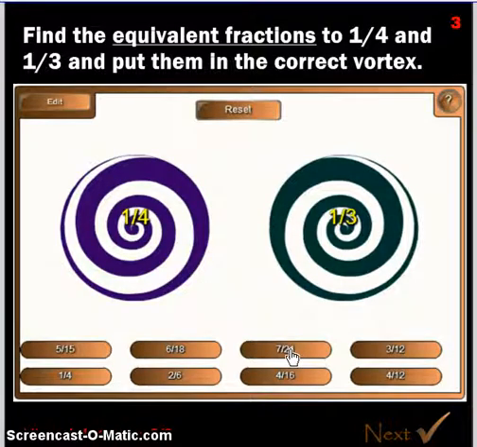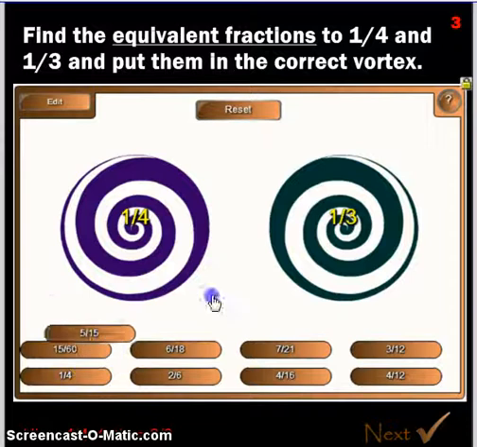For the third question, there are 2 different color vortexes. The one on the left is 1/4, and the one on the right is 1/3. The students will need to find equivalent fractions to the 1/4 and to the 1/3 and put them in the correct vortex. So, for instance, 5/15. I know 1/3 times 5/5 is 5/15, so I'm going to put it over there.